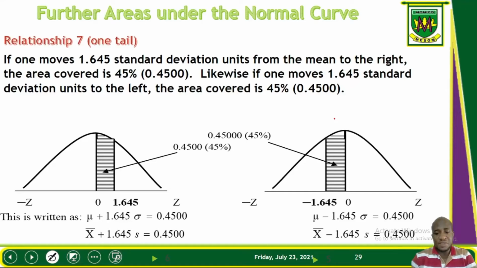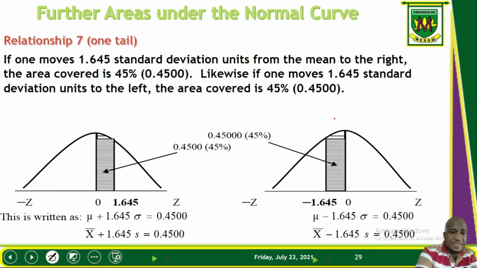The normal curve, the areas under the normal curve. The seventh relationship looks a bit complicated. We can see the value here. Let me read the description first before we split it, and see how we can easily come out with our z-score with our area covered under the curve.